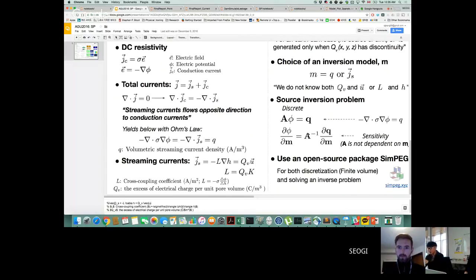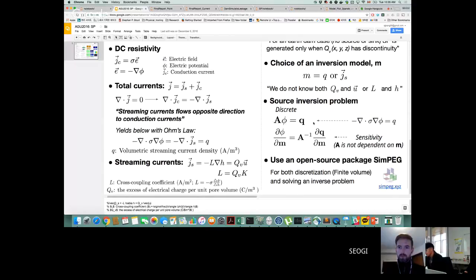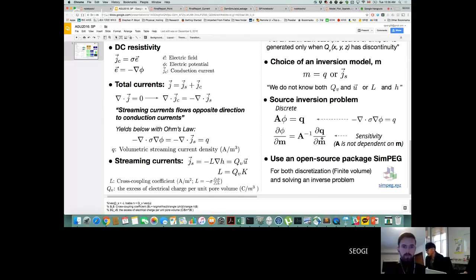But here I'm considering two cases: one is scalar Q and the other is JS as a vector. Basically it's similar to linear mag inversion, or MVI inversion if you take the analogy, but I'm not using an integral equation but a PDE to do that. So that's the equation: A phi is equal to Q. If you take the derivative, A is not dependent upon M, so we don't have that additional term, but we get this. Depending upon your choice of the model, this will be different. Okay, so we use SimPEG.